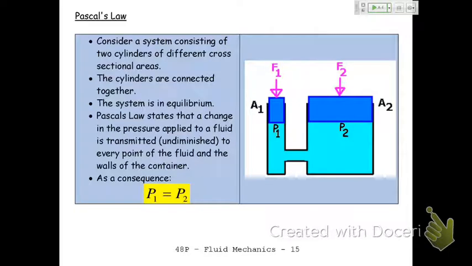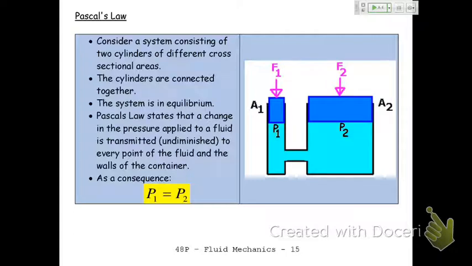A bit of a line, Pascal's principle. If you put fluid inside an enclosure, so there's no air, then we get this weird situation where we find that the pressure is the same all over it.